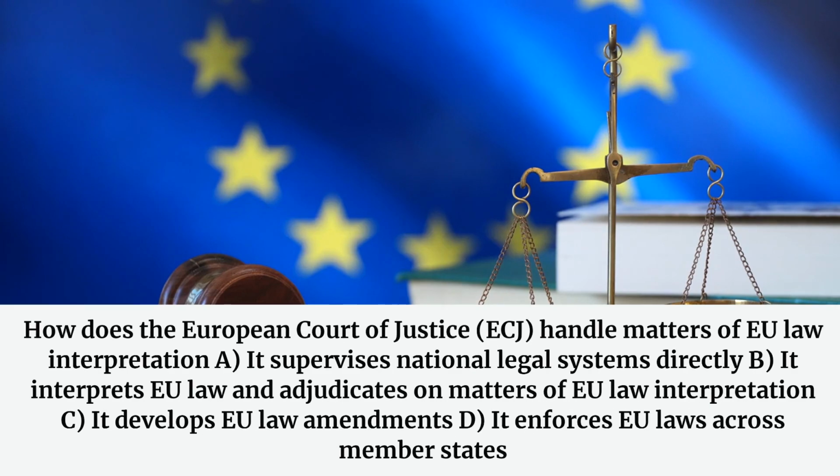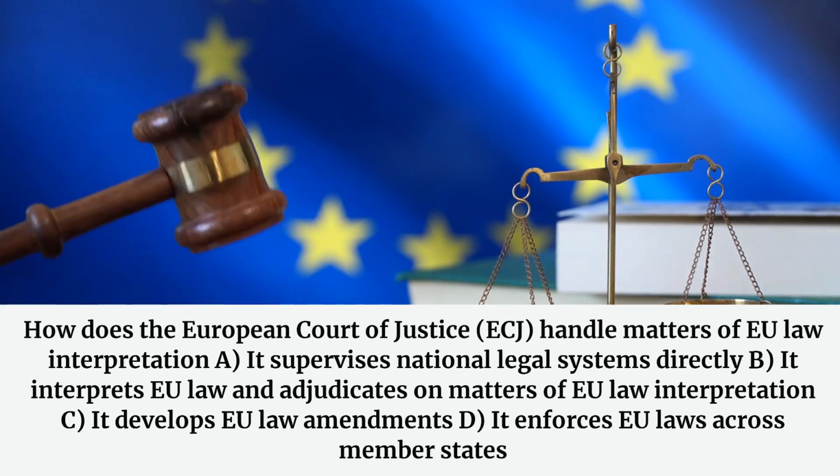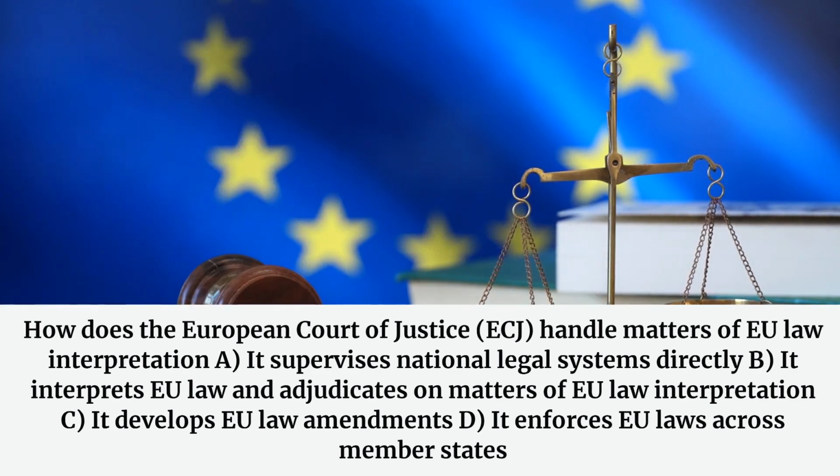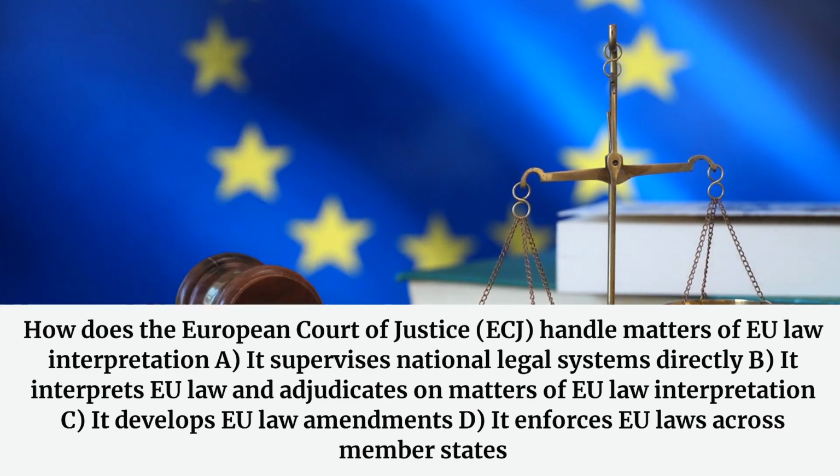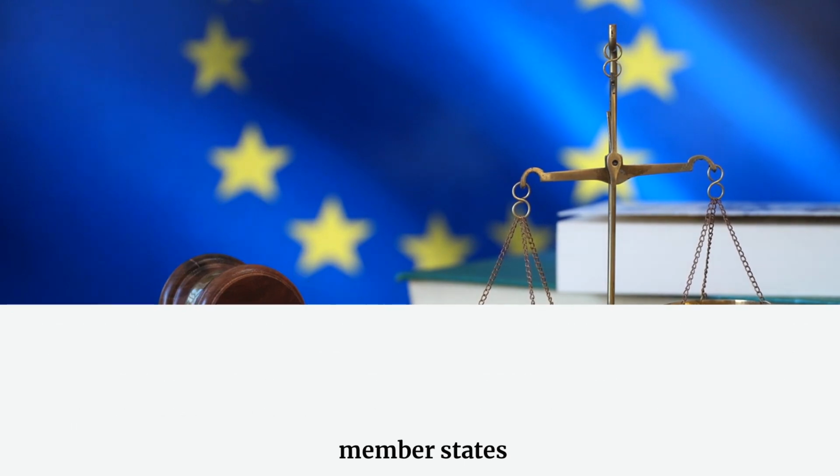How does the European Court of Justice, ECJ, handle matters of EU law interpretation? A. It supervises national legal systems directly. B. It interprets EU law and adjudicates on matters of EU law interpretation. C. It develops EU law amendments. D. It enforces EU laws across member states.